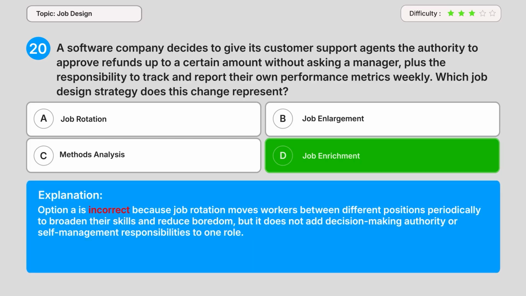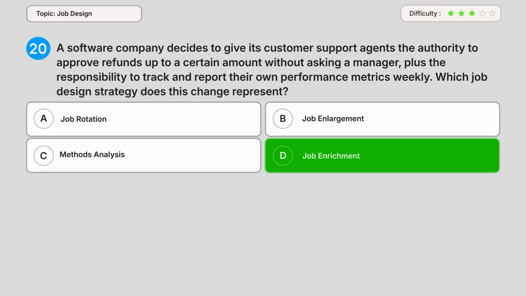Option A is incorrect because job rotation moves workers between different positions periodically to broaden their skills and reduce boredom, but it does not add decision-making authority or self-management responsibilities to one role.